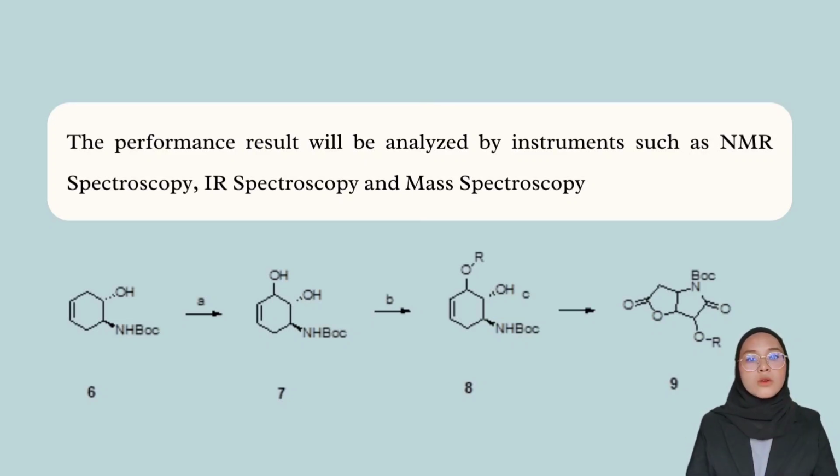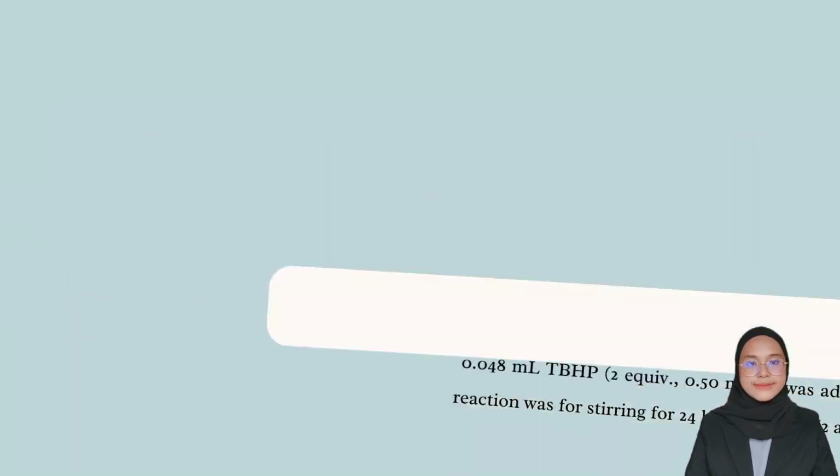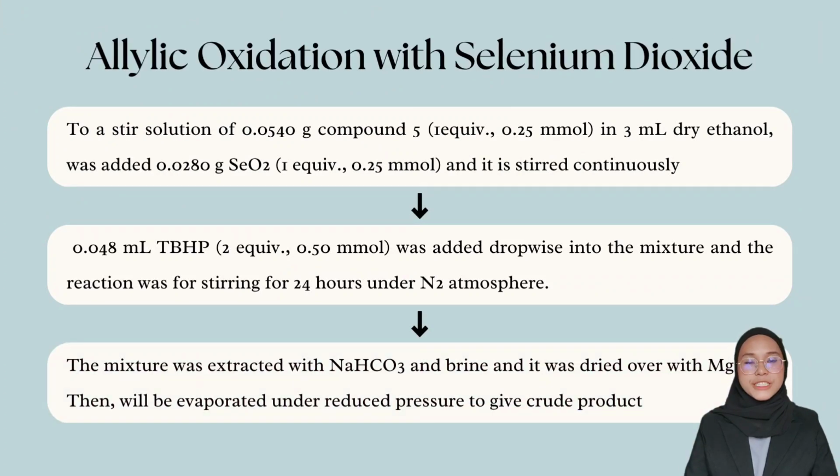First, compound 6 will undergo allylic oxidation reaction followed by esterification reaction, and the last reaction is lactonization reaction. For the allylic oxidation reaction, the chemicals used are dry ethanol, selenium dioxide, and tert-butyl hydroperoxide. The reaction was stirred overnight under inert atmosphere.